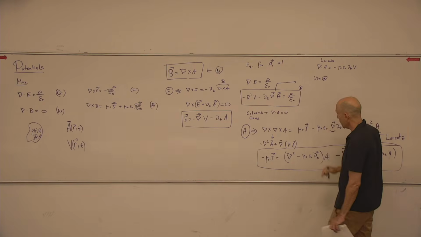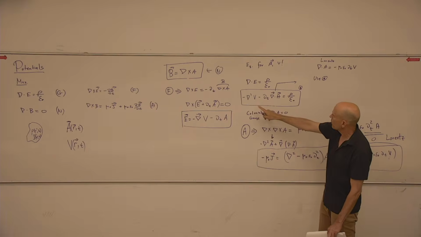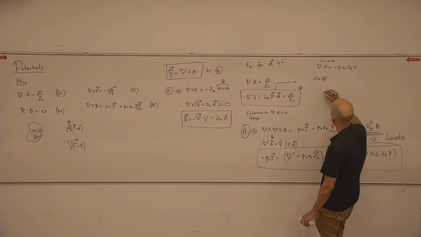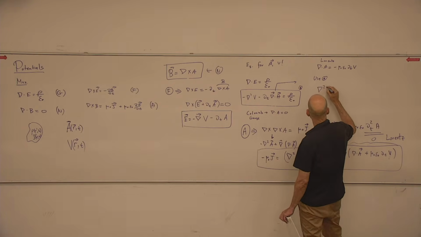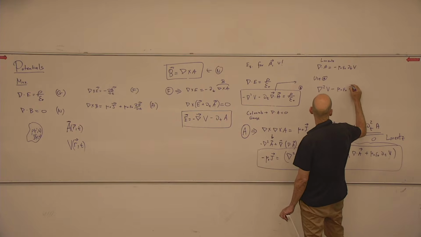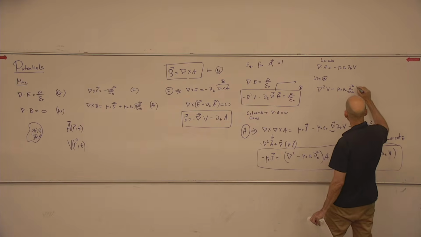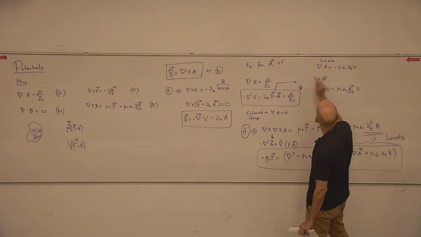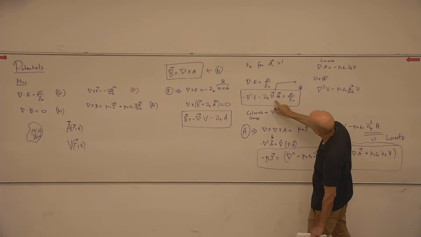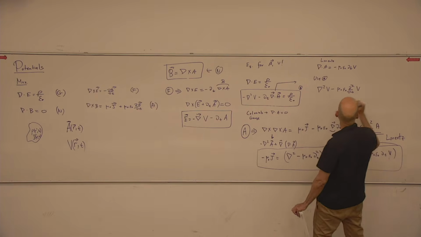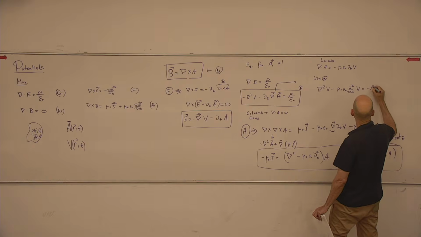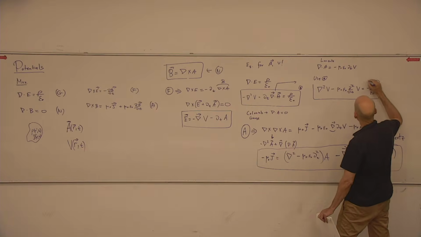Okay, and now I'll do another thing, because here I have a minus. I'm going to take the minus and put it on the other side. So then I get the Laplacian of V minus mu0 epsilon 0 second derivative with respect to time of V. Again, here I have the derivative of time. I put it in, second derivative. This is equal to rho over epsilon 0.